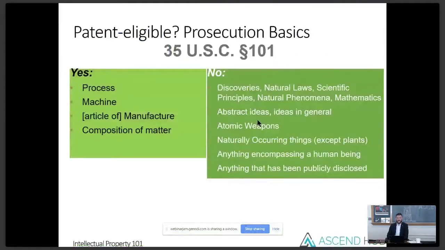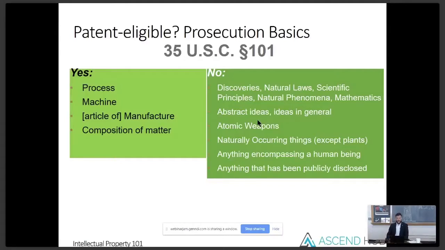What is patent eligible is defined in the US Code. What is patent eligible is defined as a process, a machine, an article of manufacture, or a composition of matter. What is not patentable includes discoveries, natural laws, scientific principles, natural phenomena, and mathematics. Abstract ideas, ideas in general, that's the reduction to practice step in action.